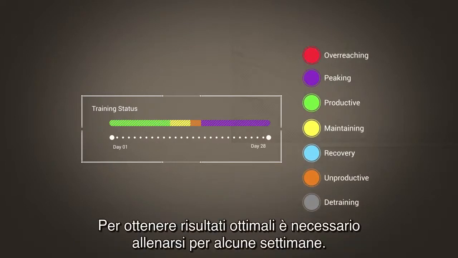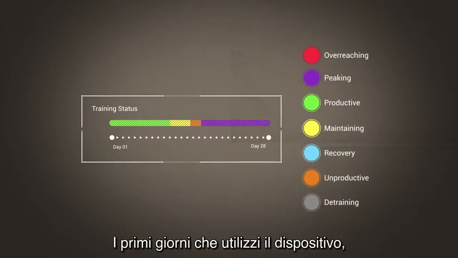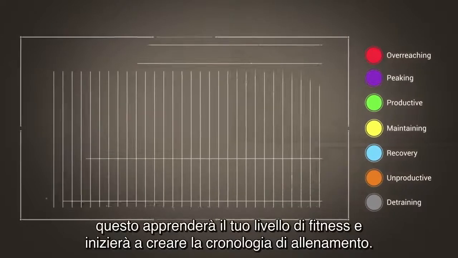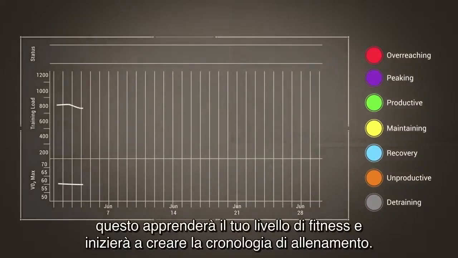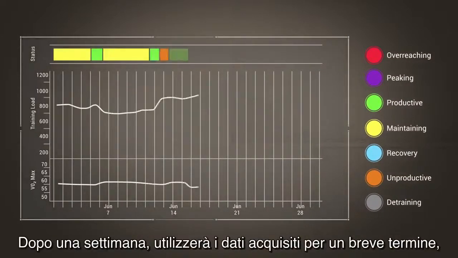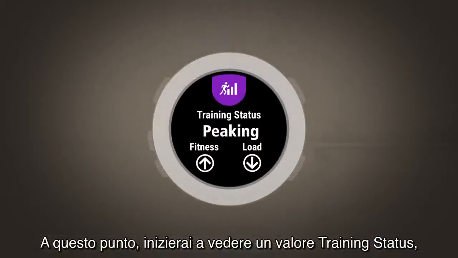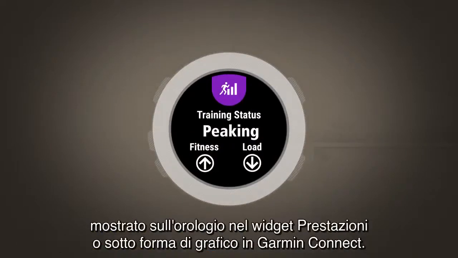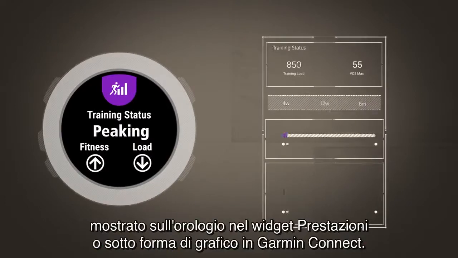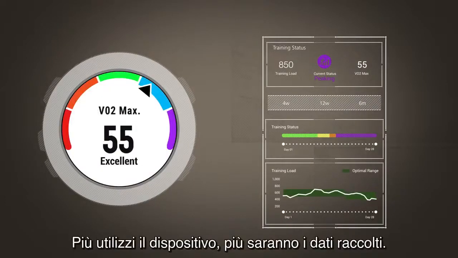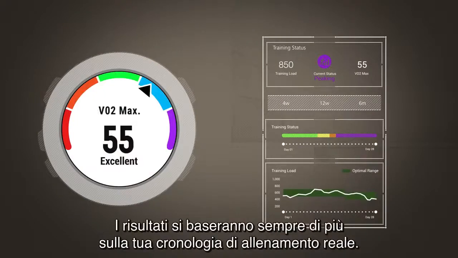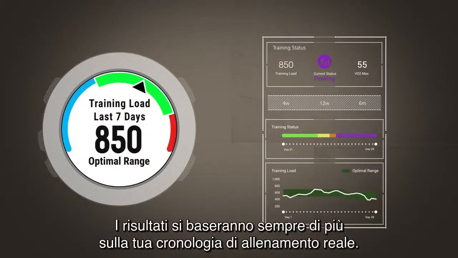Getting optimal results requires some training history. The first several days you use your device, it will be learning your fitness level and beginning to build your training history. After a week, it will use the data acquired thus far for the short term to project your longer-term training history. By this point, you will begin to see a training status, which is shown on your watch on the Performance widget and graphed on Garmin Connect. The more you use your device, the more data it will gather, so results will be based more and more on your true training history.